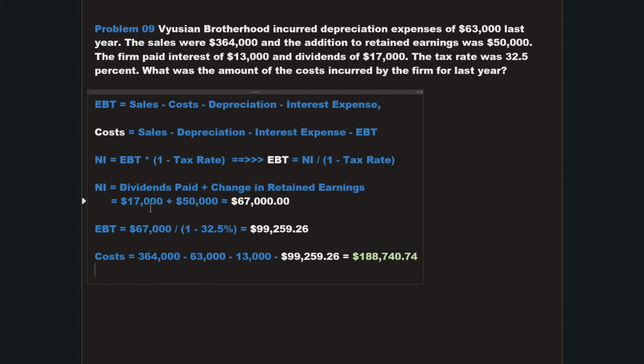Again, to recap, using the definition of earnings before tax, we found an expression for costs. Then we figured out what we didn't know, EBT. Well, we can calculate EBT if we know what net income was. And finally, we used the identity that net income must be distributed either as dividends or retained in the firm as change in retained earnings.